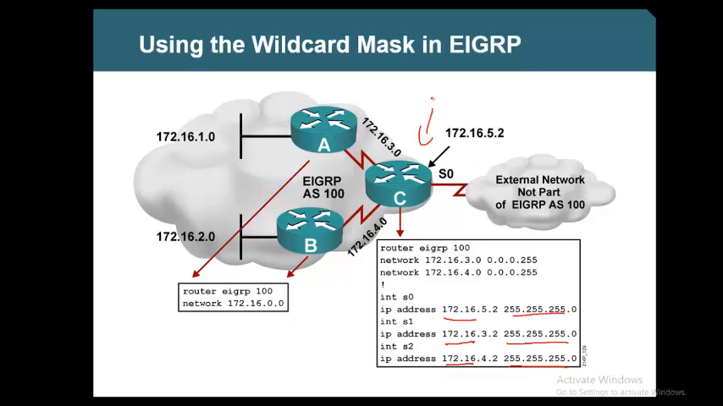Even if you run a classful version of RIP, when you say I want to run 172.16.5.2 only under RIP, if you want to run only 5.2 under RIP, that will not be possible. It will take it as 172.16.0.0, which means it will run on this, this, and this.